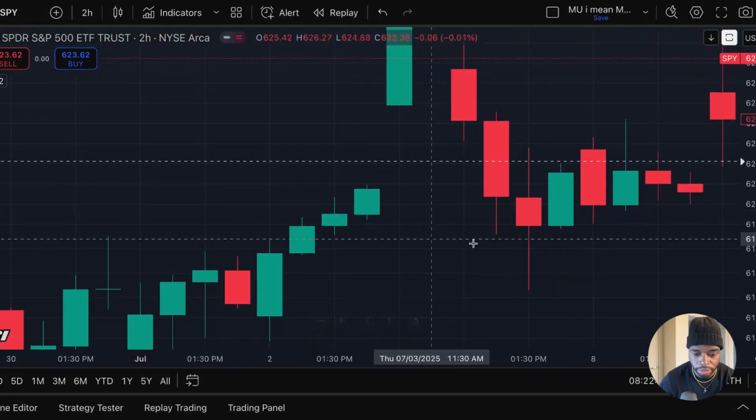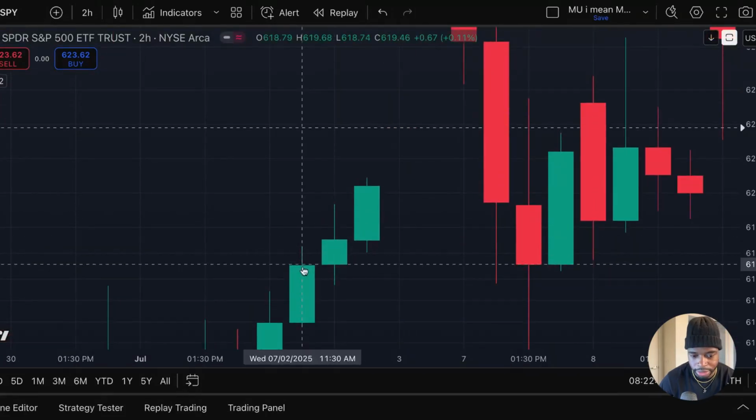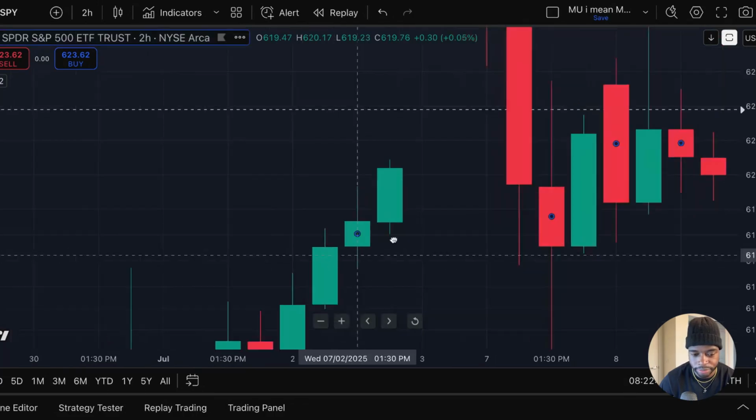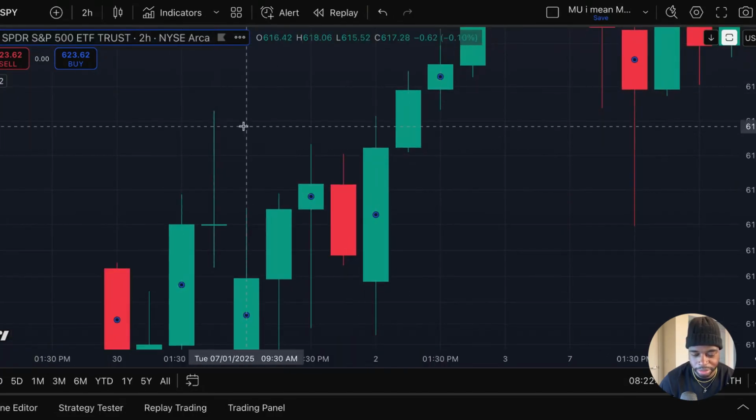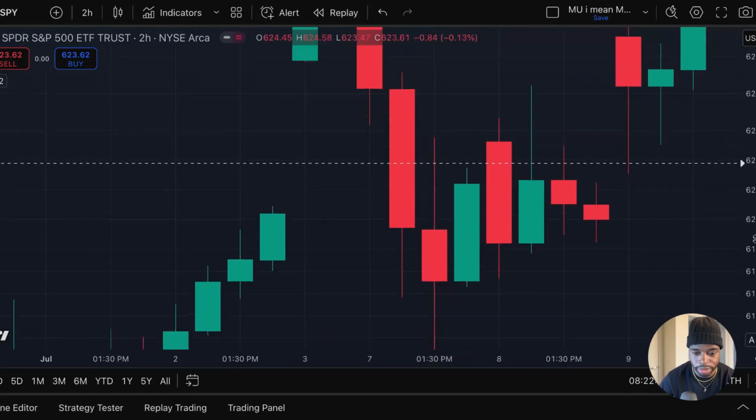And then really, really small wicks, they kind of don't matter. It's just showing you we pushed back a little bit. But big wicks, yeah, pay attention to massive wicks.